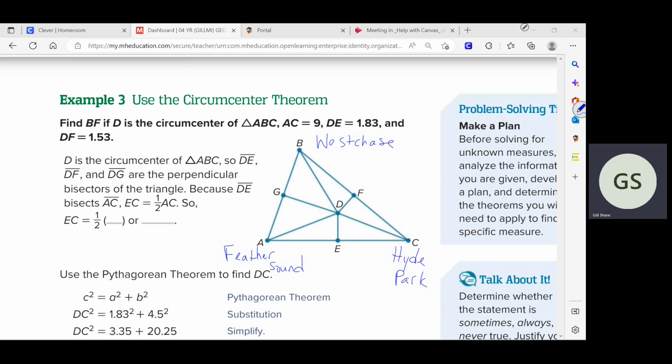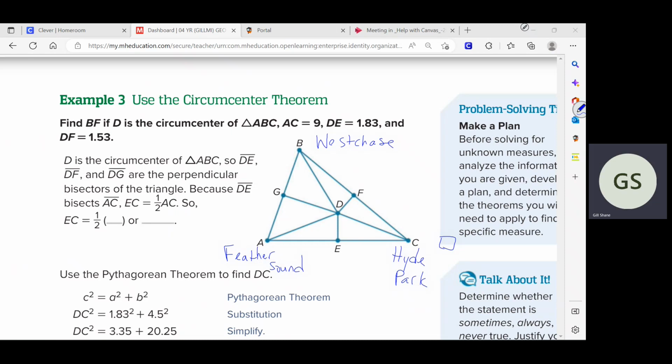So if you were to start a restaurant, it'd be really nice to put a restaurant somewhere where people from all three of these places can go. Because if I put my restaurant down there, you think I'm pulling a lot of people from West Chase? Probably not. Think I'm pulling a lot of people from Feather Sound? Probably not. Maybe a few, because it's a little closer than West Chase, but most likely I'm getting a bunch of Hyde Park people in that thing.